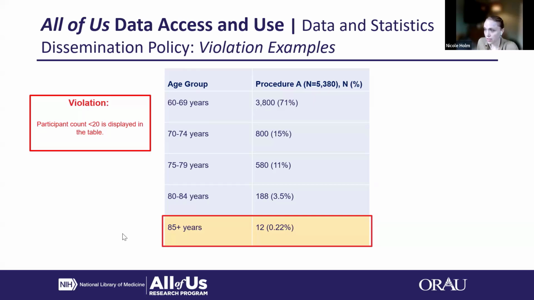One example here is when a direct participant count of less than 20 is displayed. In this case, the 85 and older category has a participant count of 12 and a percentage value here that, if you apply it to the total number of individuals who in this hypothetical table received procedure A, you can also calculate that there are 12 individuals there.